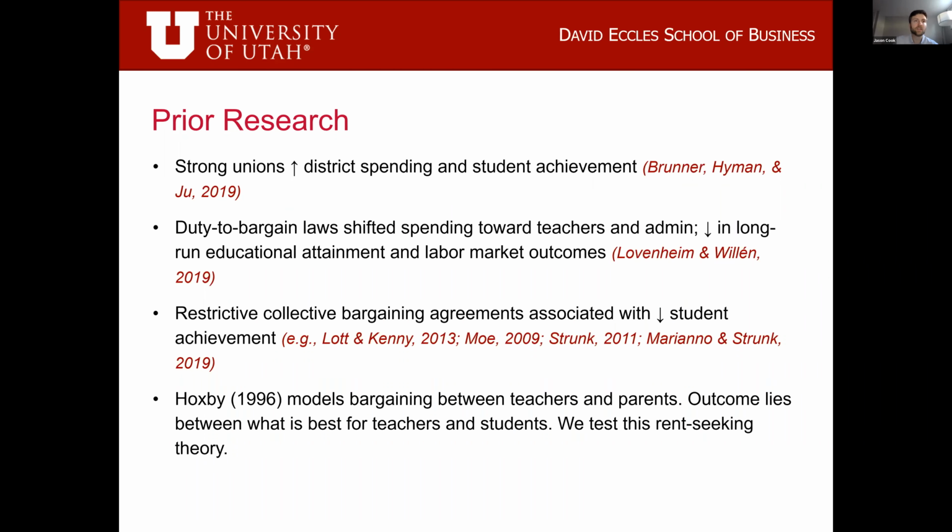And then there's also work that shows that more restrictive collective bargaining agreements are associated with lower student achievement. You kind of show it in both ways. And then Caroline Hoxby has a classic model that models the bargaining game between teachers and parents. She shows that the outcome is going to lie somewhere in between what both parties want, which is what you would expect. So we view our paper as a direct test of this rent-seeking theory.